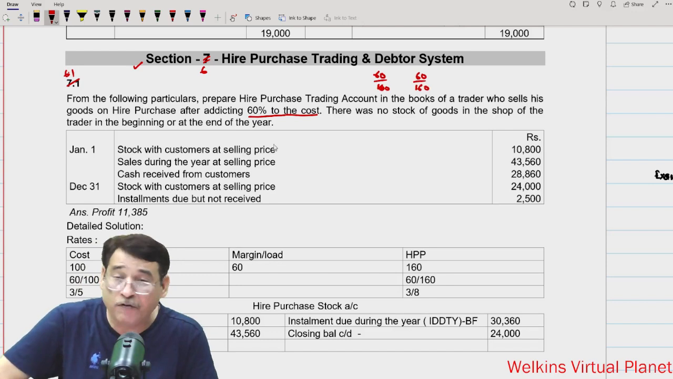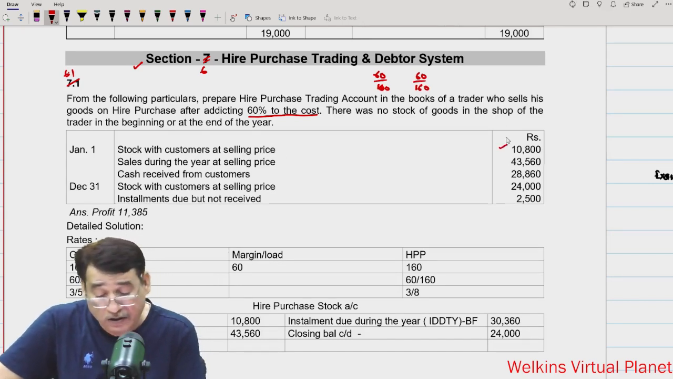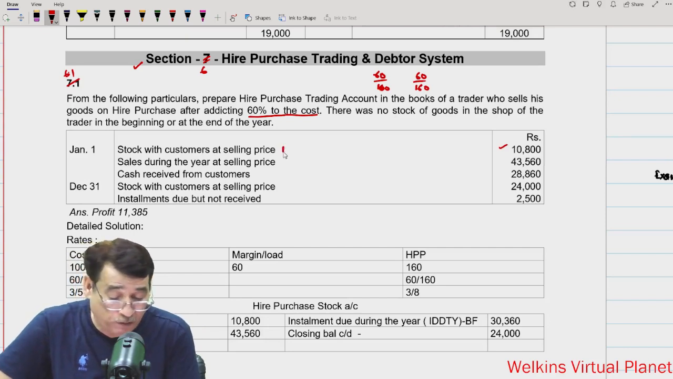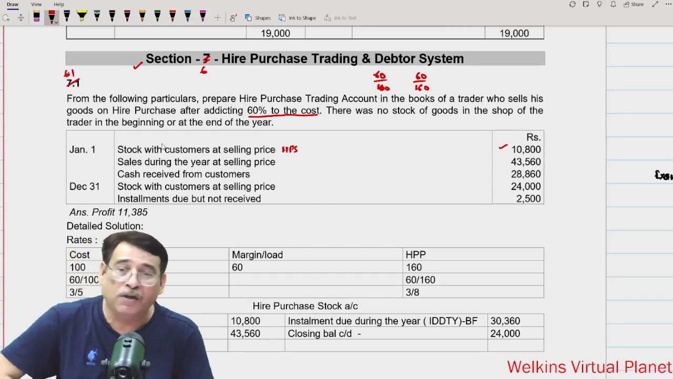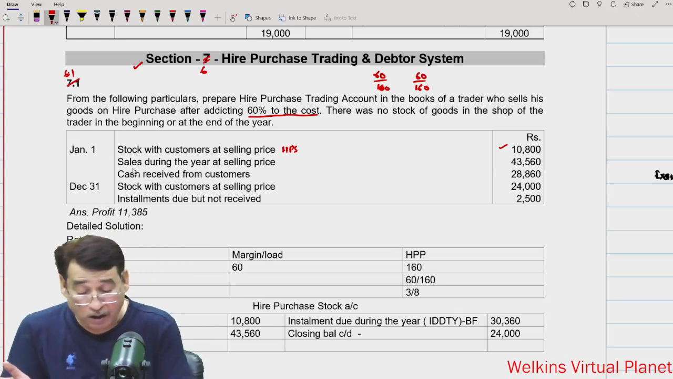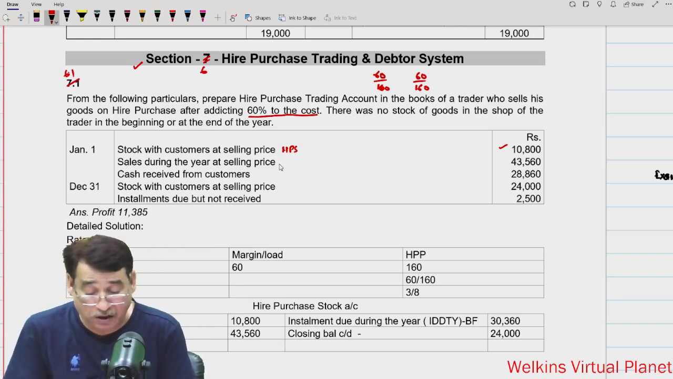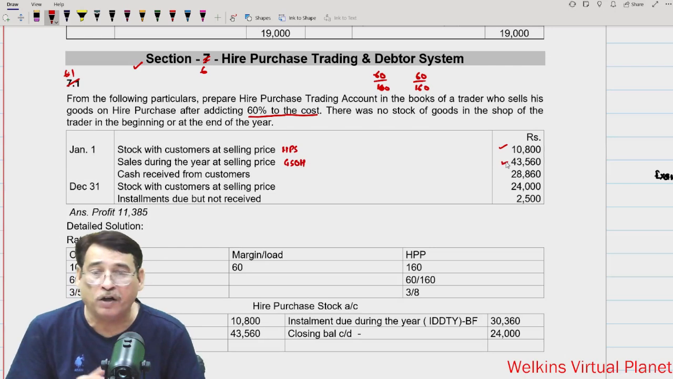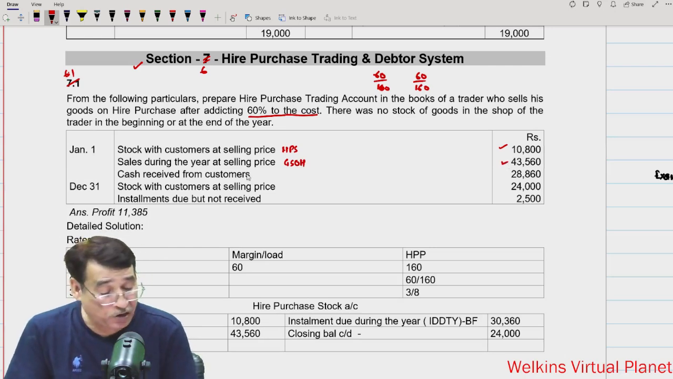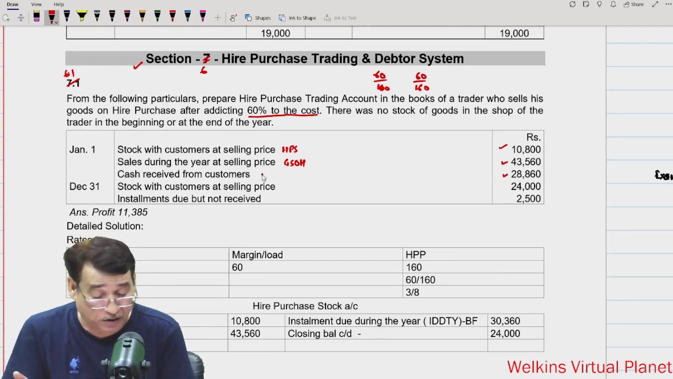First of all, you are given a stock with customer at selling price. That means this information is related to the hire purchase stock account. Because it is written on January 1, this is the opening stock. Then the question says sales during the year, which is nothing but goods sold on hire, equal to 43,560. Cash receipt from customer is related to the hire purchase debtors account.